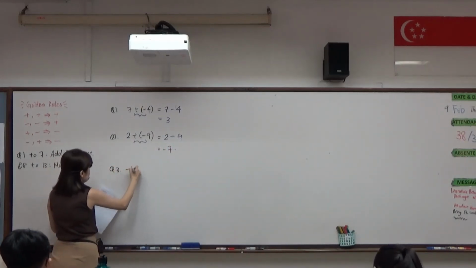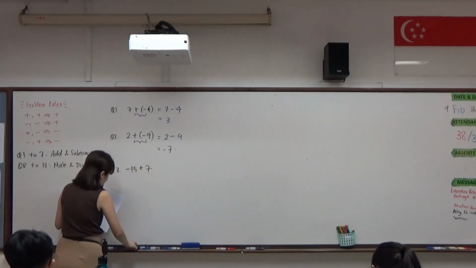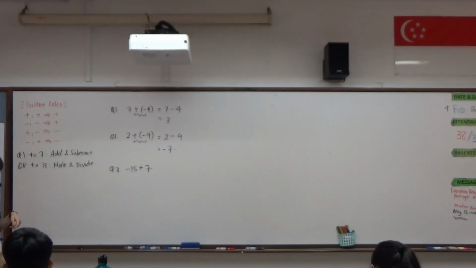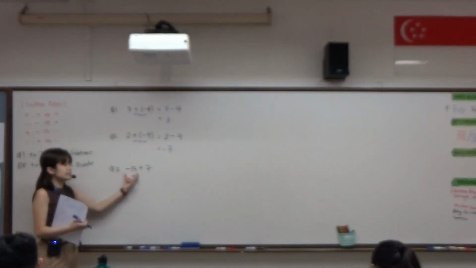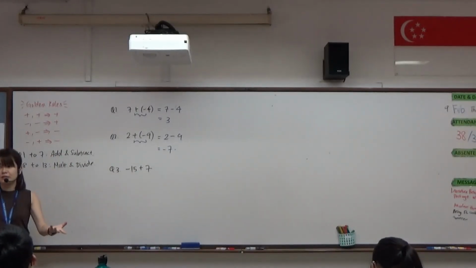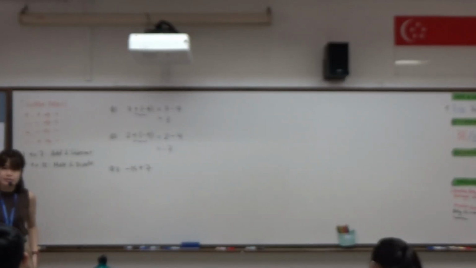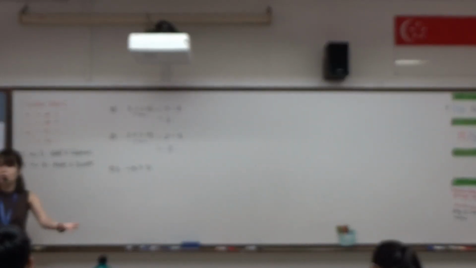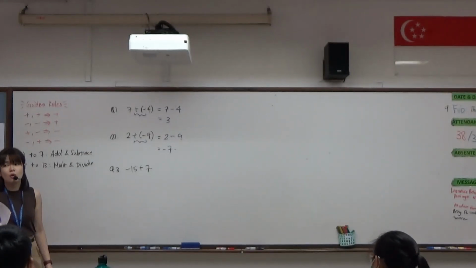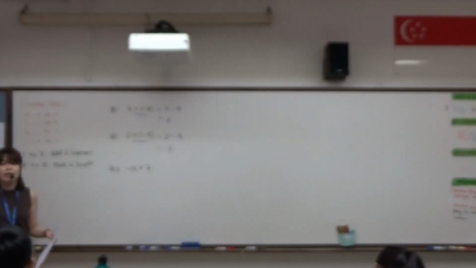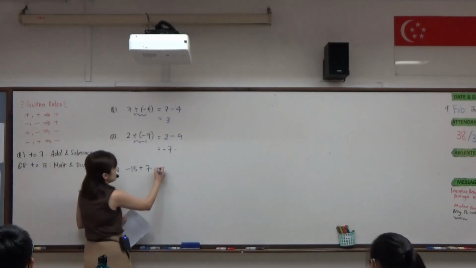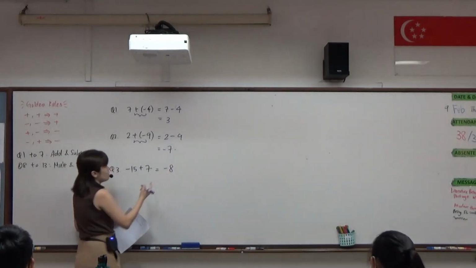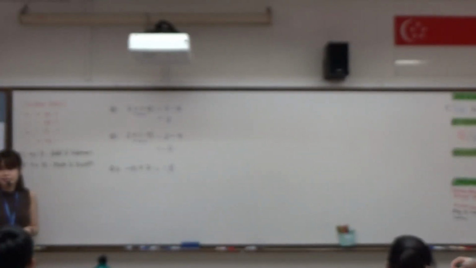Then question 3. Question 3 we have negative 15 plus 7. That is like you owing $15 and then you earn $7. You take the 7, you pay back the friend that you owe. How much do you actually still owe? You will still owe $8, right? So that will be expressed as negative 8.